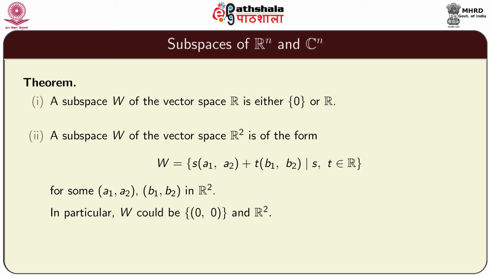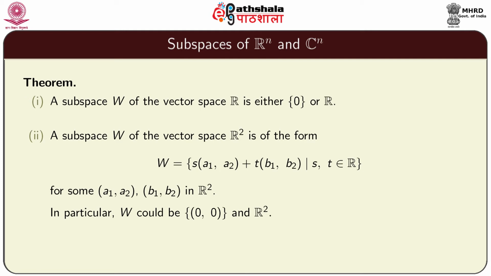Now, let us try to classify the subspaces of Rn. So, to begin with, let us try to understand the subspaces of R and R2 first. So, the theorem says a subspace W of the vector space R is either just singleton 0 or R itself.